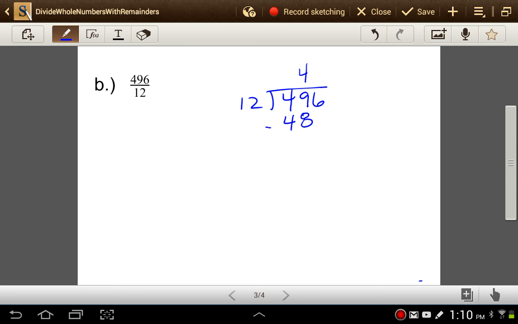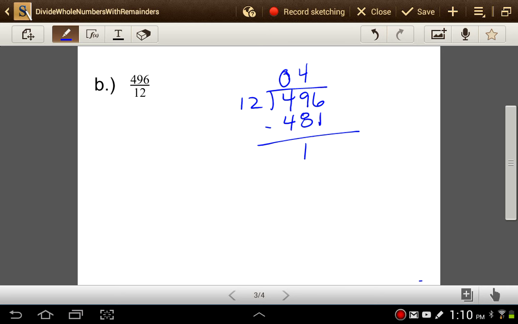I'm going to subtract that. 49 minus 48 is 1. Again, keeping everything lined up. Now 12 did not go into the 4, so if you wanted, you could have put the 0 there. Or, since it doesn't go in, you move on to the 49. That is fine too. You don't have to write that 0 there.